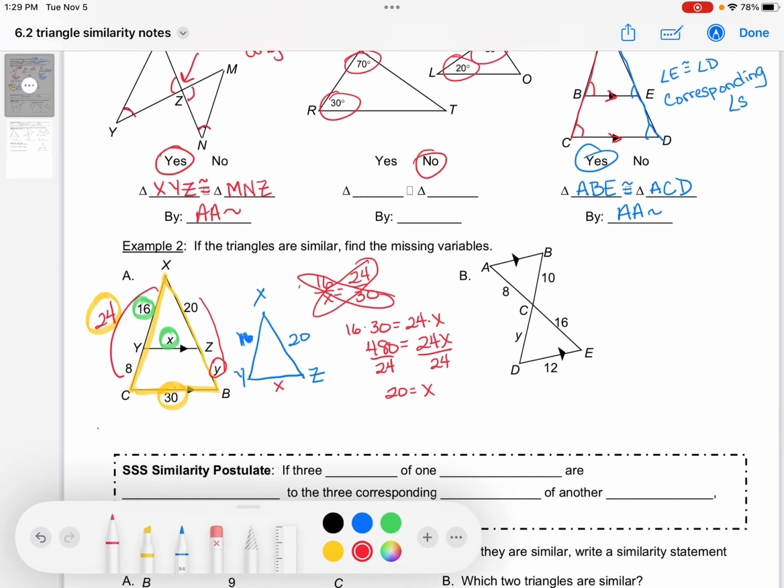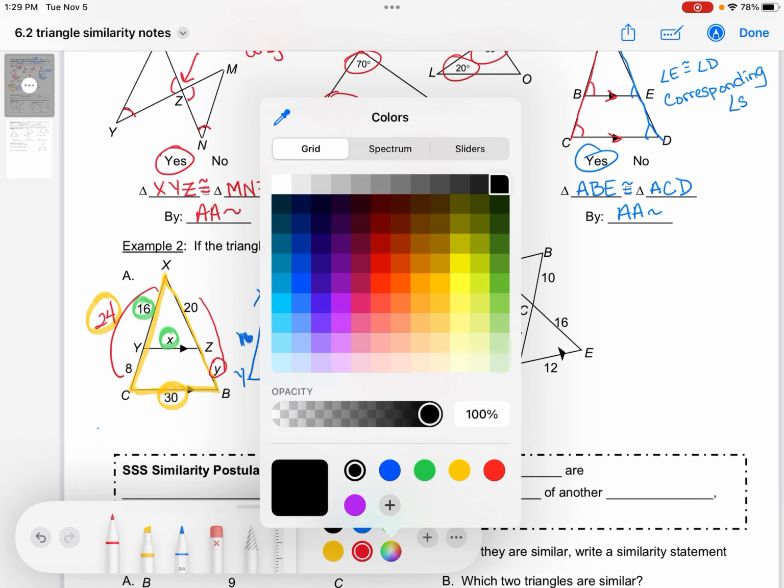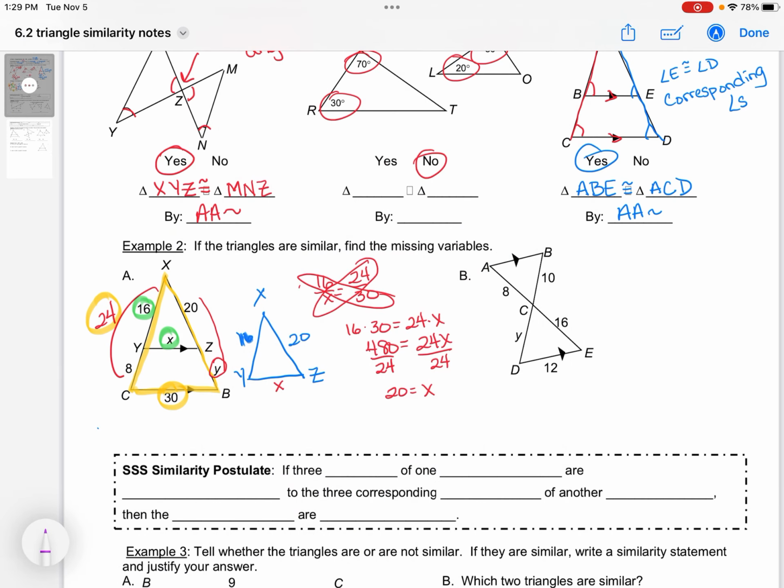Okay, another way we could do these, and we'll do this to solve for Y, let me get a different color, is, okay, let's do 16 and 8 and 20 and Y. So I have 16 over 8 equals 20 over Y.